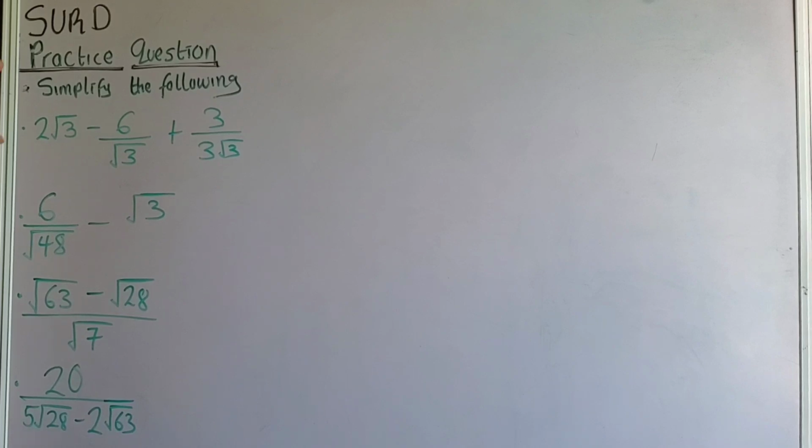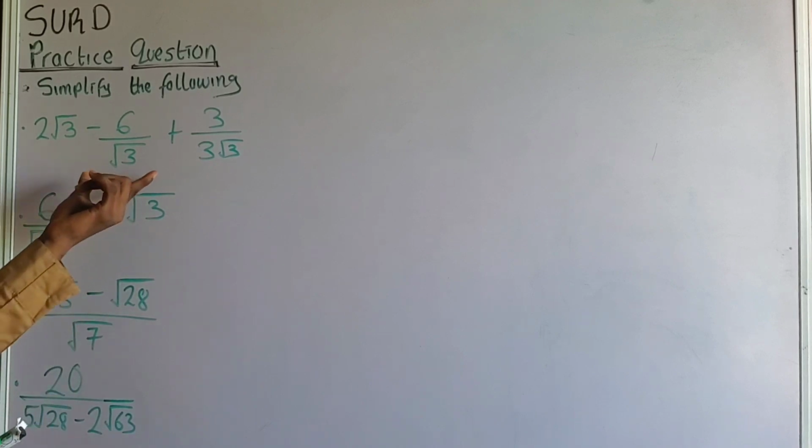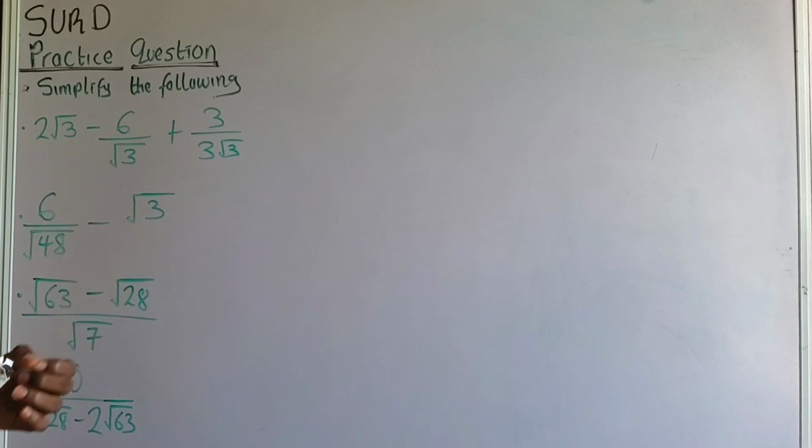Okay, let's consider the following question unsolved. We are asked to simplify 2 root 3 minus 6 over root 3 plus 3 over root 3. How do you simplify this surd? Well, to simplify this surd, you have to rationalize any fraction whose denominator has an irrational part. Let me go over it again. You are asked to reduce this to the simplest term, and to do that, you have to rationalize any fraction whose denominator contains an irrational part.